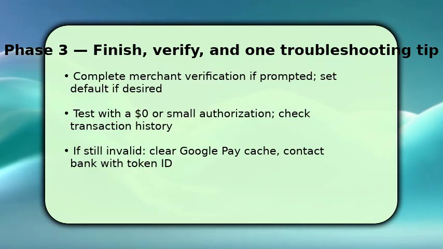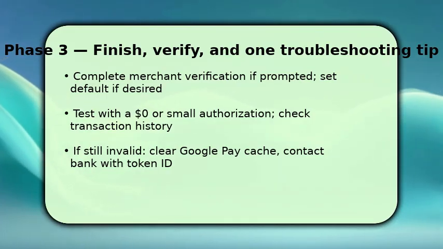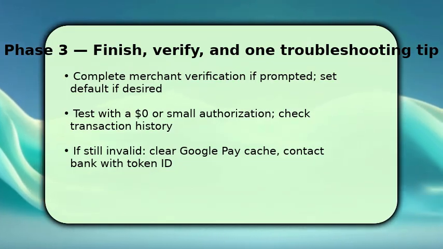If the card still shows invalid, clear Google Pay cache and data, repeat import, and contact your bank's digital wallet team. Have the token ID and error timestamps ready. This last step lets the bank reissue or troubleshoot the token.